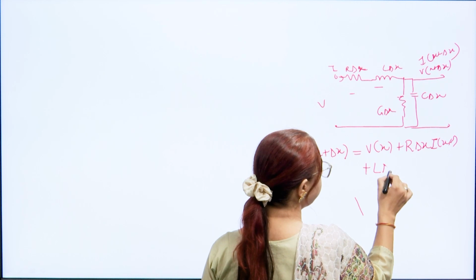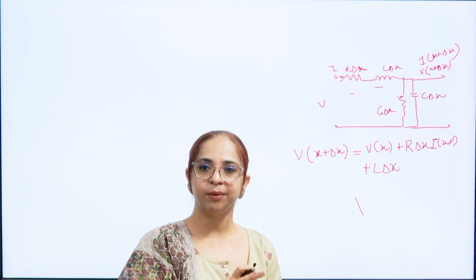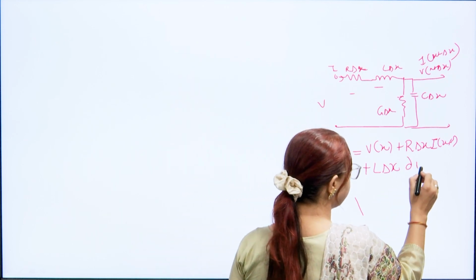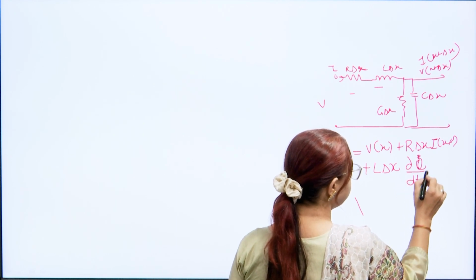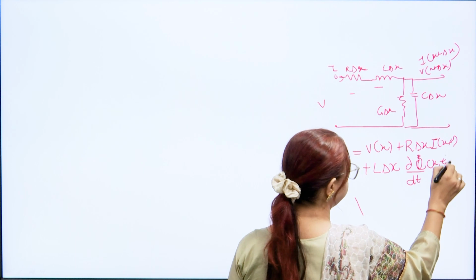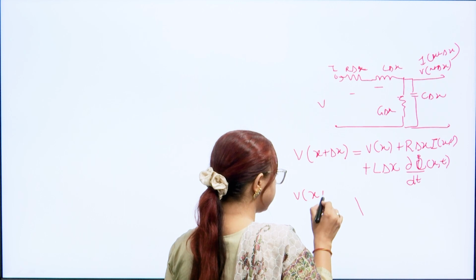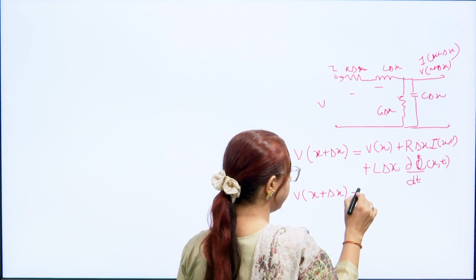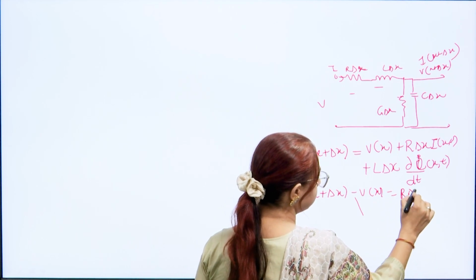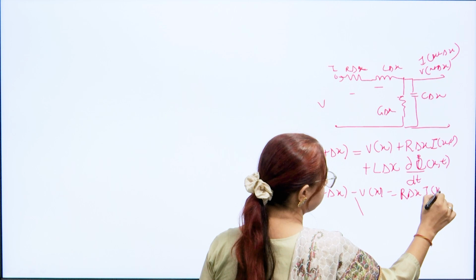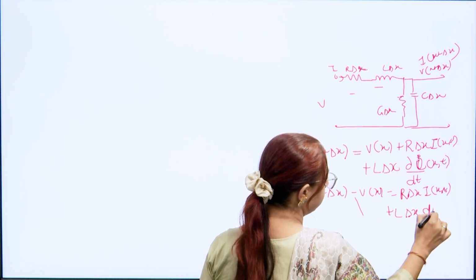Similarly, L into delta x indicates an inductance. Now, inductance में voltage can be written as L di by dt. So, it is di upon dt. This I is again a function of x and t. ठीक है. Now, if we write it as V(x plus delta x) minus V of x equals R delta x I(x, t) plus L delta x di by dt.